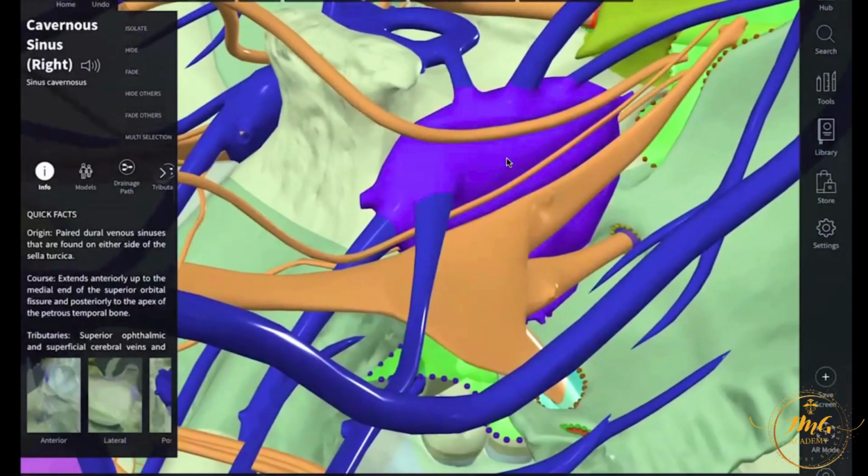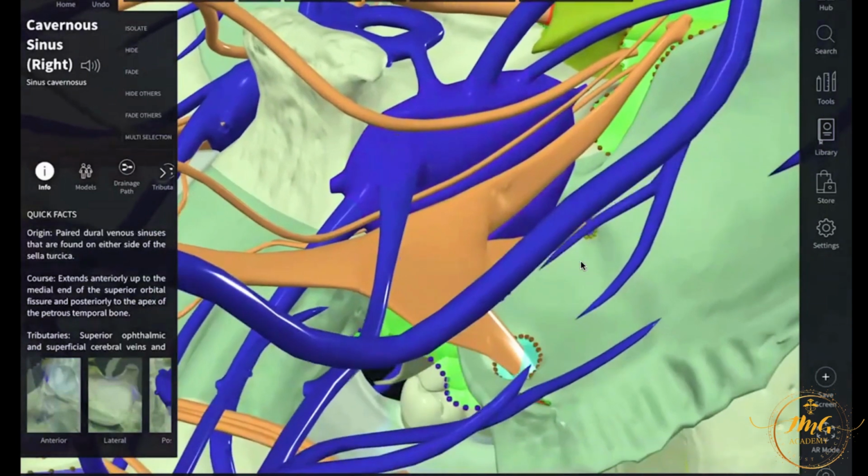Okay. Next, what are the contents? So on the outer aspect, we are having 4 contents. Now you know the names of these, right? Yes or no, guys? Yes. Okay. So lateral wall components. First of all, this is the oculomotor nerve. Second one, this is our trochlear nerve. This is our ophthalmic division of the trigeminal nerve, and this is our maxillary division of the trigeminal nerve.